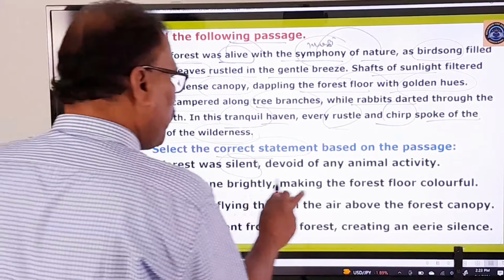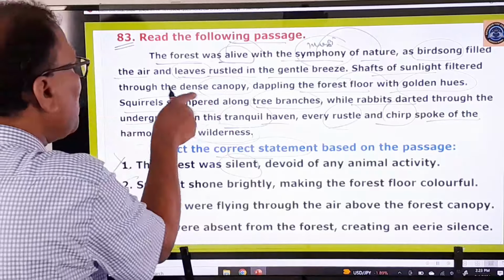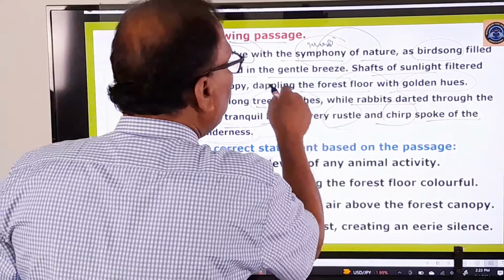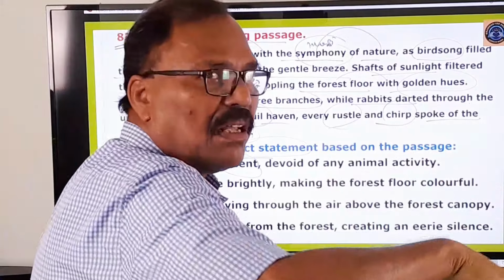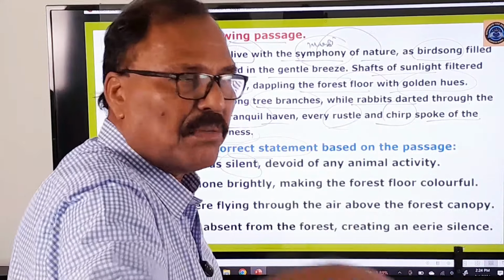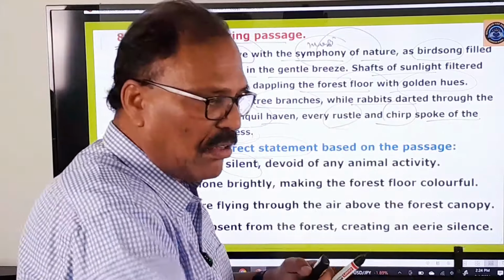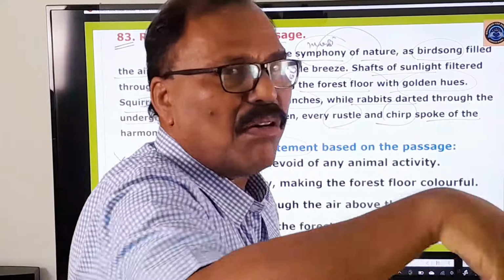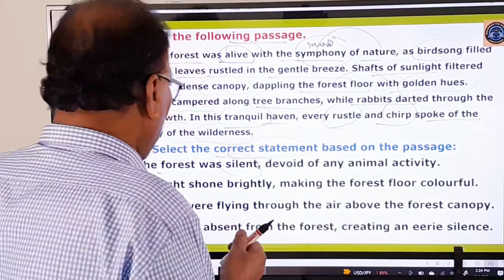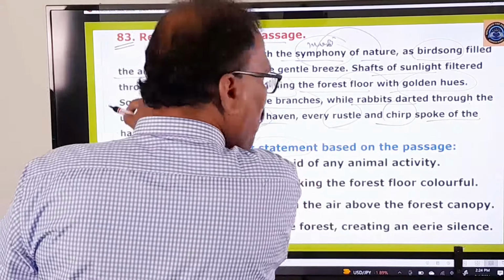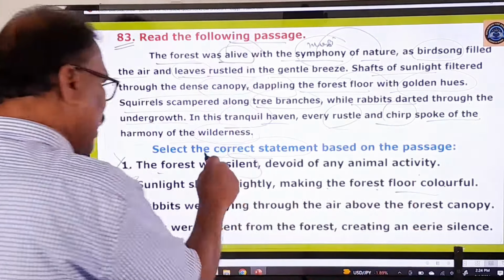Sunlight shone brightly, making the forest floor colorful. Yes, this is correct. Sunlight filtered through the dense canopy, dappling. This means filling the forest floor with colors, round circle colors. Circles of light will fall there, because the sunlight is flowing through the tree leaves. On the floor, you can find some round color patches. So that's called dappling. Here, sunlight shone brightly, making the forest floor colorful. This is the correct statement.